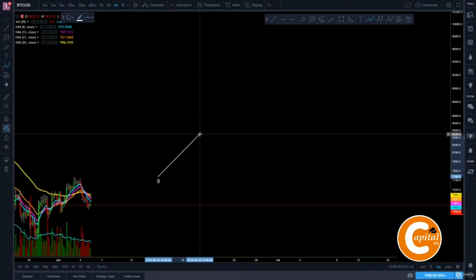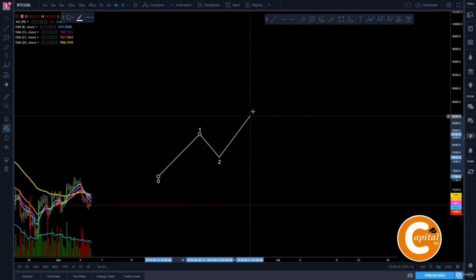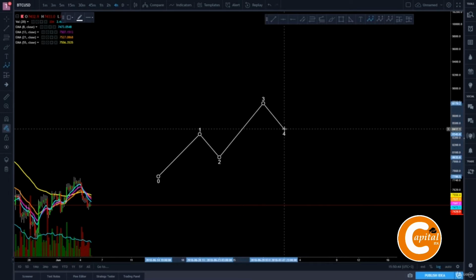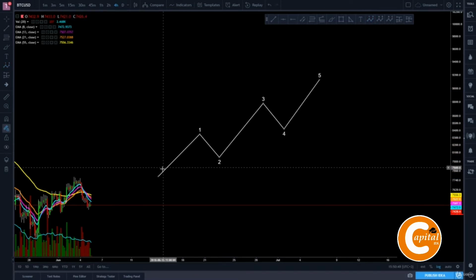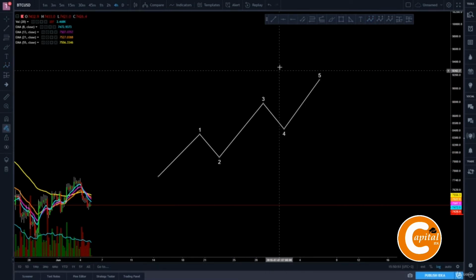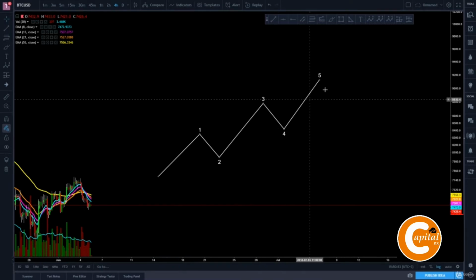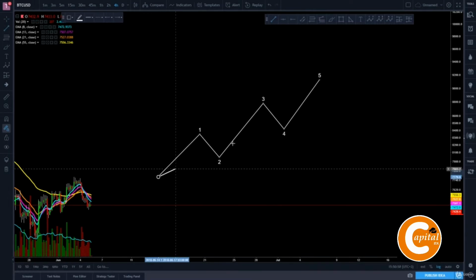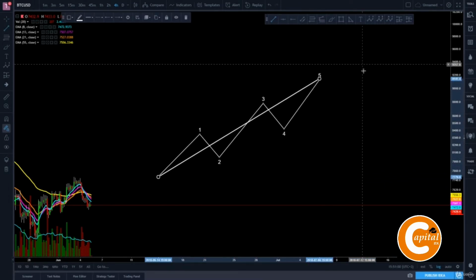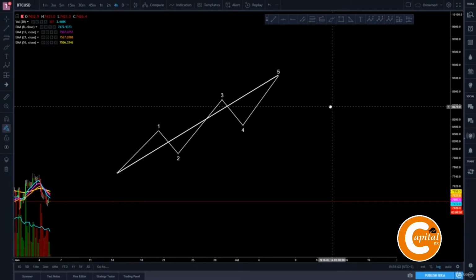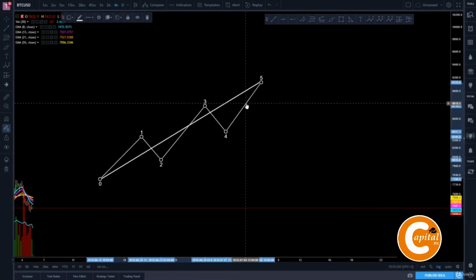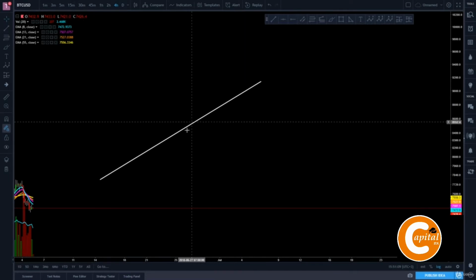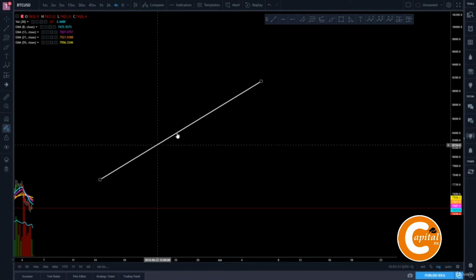This is wave 1, 2, 3, 4, and 5. So for every impulse wave up, it contains 5 zigzags like this. And this whole structure now is only one wave. But we will get into detail about Elliott waves in another lecture. For now, I'm going to delete this and draw a line right here. Let's think that this is only wave 1 of an Elliott wave count.